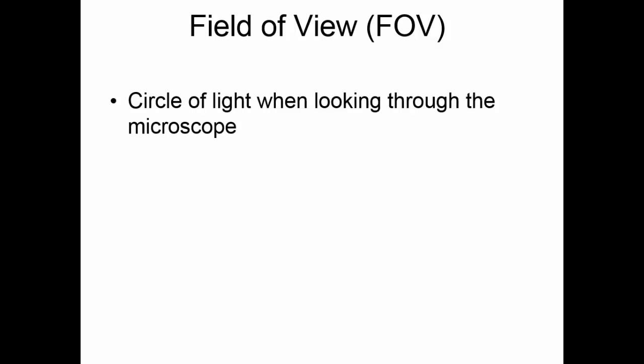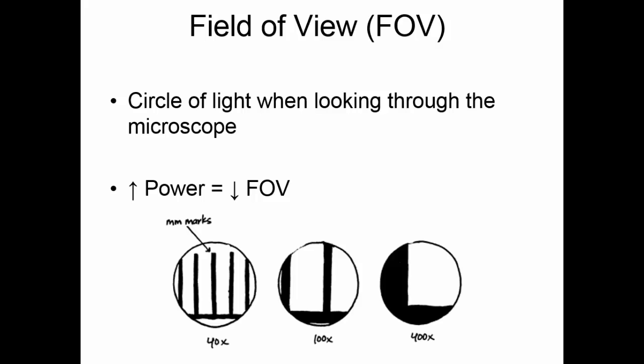Your field of view is the circle of light you see when you look through the oculars on the microscope. As you increase the power, as you increase the magnification, the part of the slide you're looking at gets smaller, so your field of view decreases.